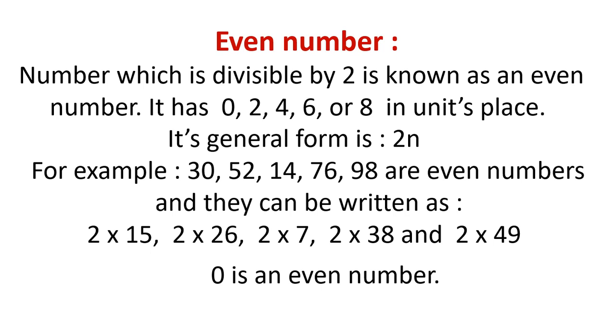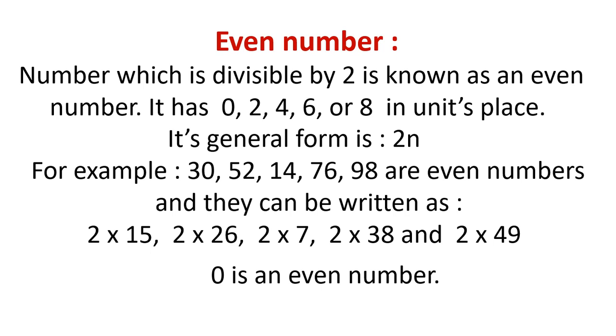For example, we have taken these examples of even numbers. 30 has 0 at the units place. 52 has 2 at its units place. 14 has 4 at its units place. 76 has 6 at its units place. And 98 has 8 at its units place. So these are all even numbers. No matter how large the number is, just pay attention to the last digit. If it is 0, 2, 4, 6 or 8, that means the number is an even number.